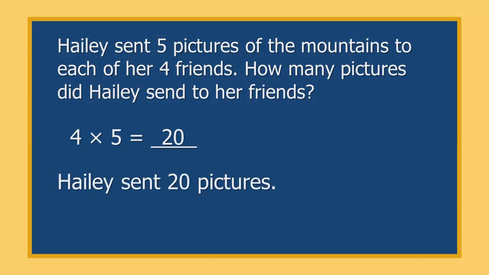Haley sent 20 pictures. Now, if you didn't understand how we got 20, you could simply draw out the picture, put 4 friends down, and give each friend 5 pictures. And then you could count them up either by skip counting 5, 10, 15, 20, or you could do the single counting. But either way you come up with it, you should come up with 20.